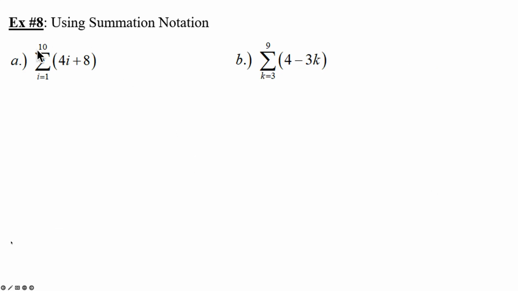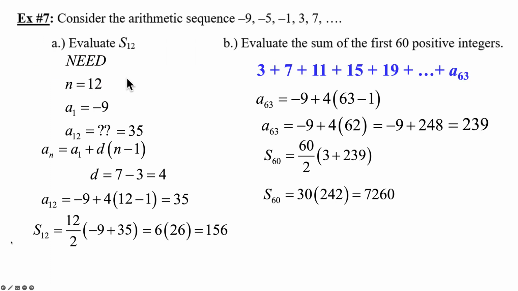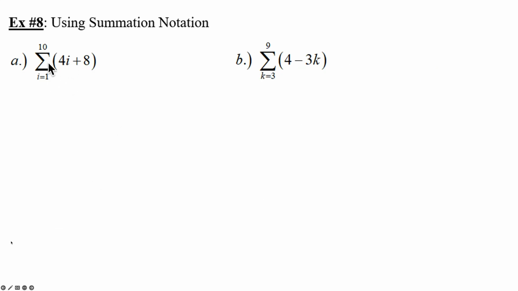All right, using summation notation and your arithmetic series formula, identifying that, hey, look, this is linear. X to the first, I to the first, it's a linear function. An arithmetic sequence is linear. D is your slope. So you could use your formulas, or here we could take S sub n, n being 10.